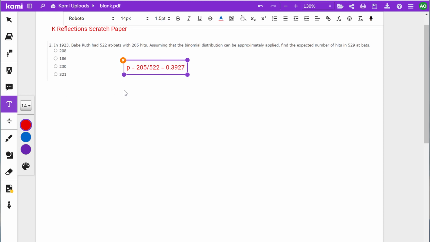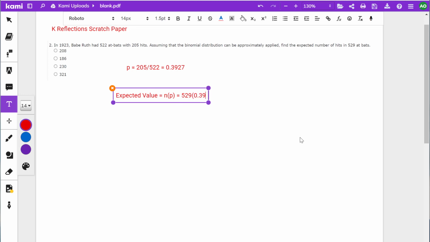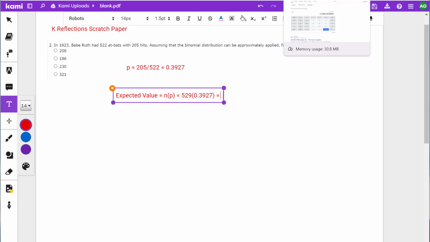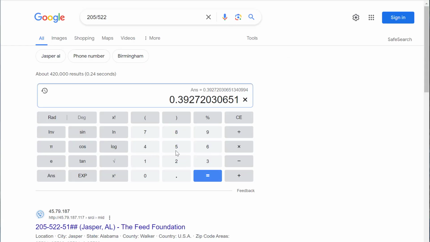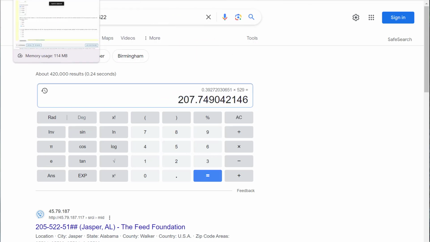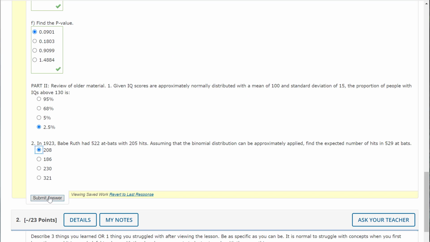What is the expected value for 529 at-bats? It should be just a little bit bigger than 205, don't you think? Expected value equals the number of attempts times your p, right? So we're going to do 529 times 0.3927. And I bet you it's about 208. Let's go see. I'll just take this number and multiply it by 529. Yep, pretty much 208. So we'll go back to our problem. We're going to say 208.